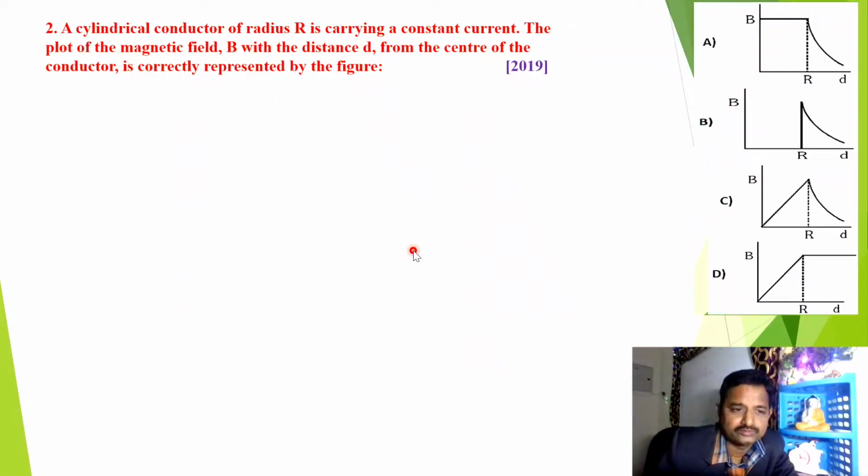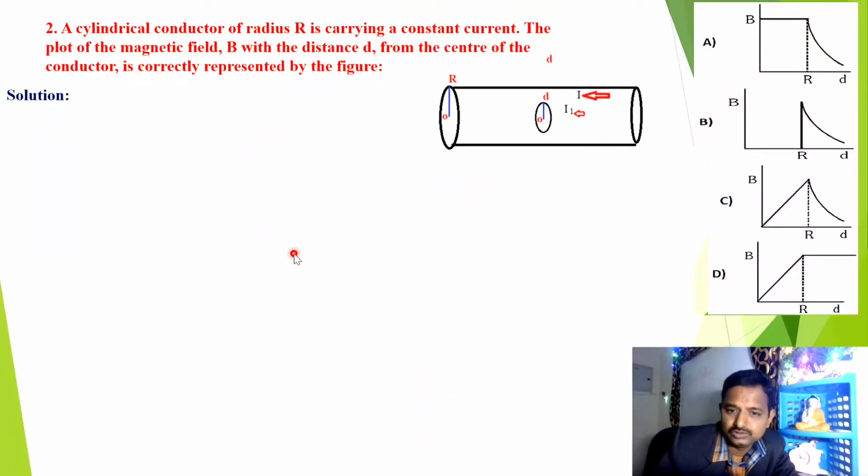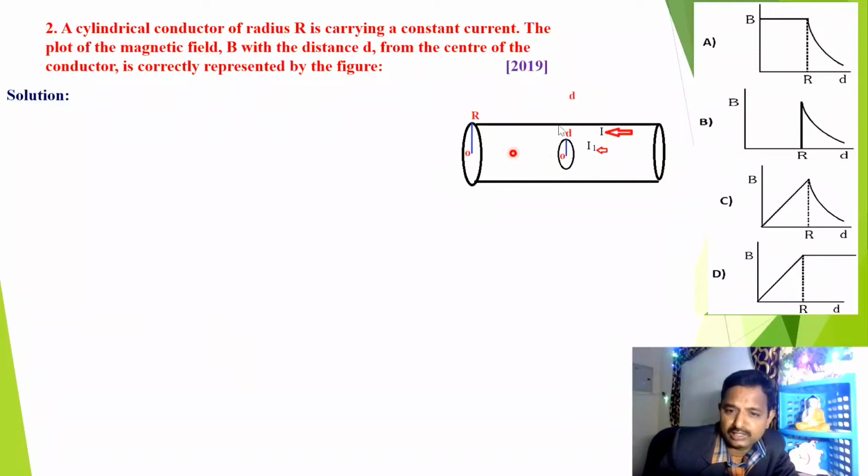Now we will do the solution. First we will observe the diagram. See, here we have a cylindrical conductor of radius r, which is carrying uniform current, that is constant current I. We have to plot the graph of magnetic field with distance d. For that purpose I will take points at different places. First I will take a point inside the cylinder, next on the cylinder, next outside the cylinder.